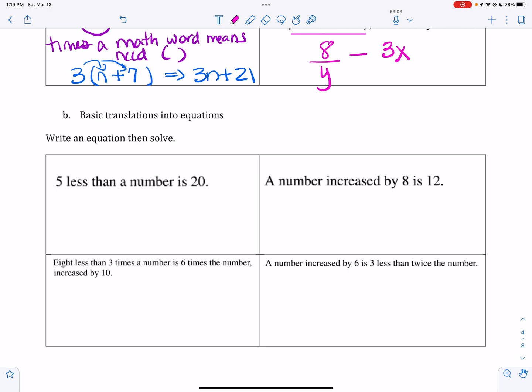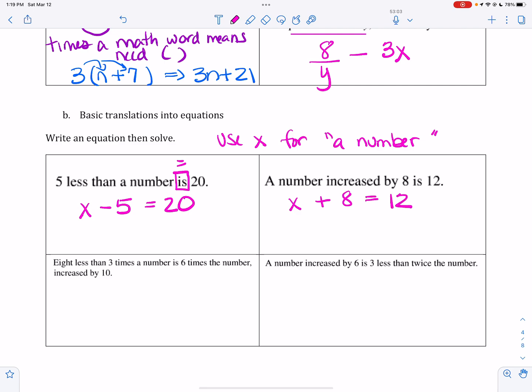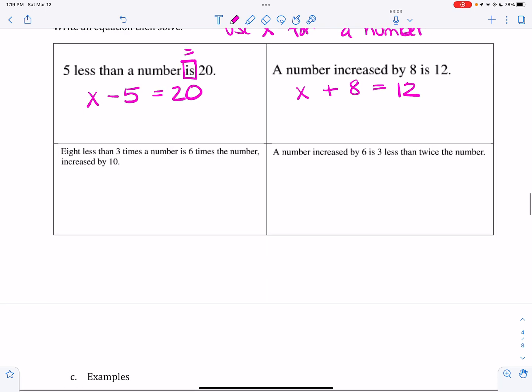All right, so 5 less than a number, and then this indicates that it is an equation. So we're going to write, and let's just use x for a number, because I looked in my math lab and they always ask you to use x or y, okay? So I'm going to write 5 less than a number, which means that I'm going to take x minus 5, and that is 20. And then you're going to solve it. Okay, a number, x, increased by 8 is 12. So we're just practicing writing our equations.